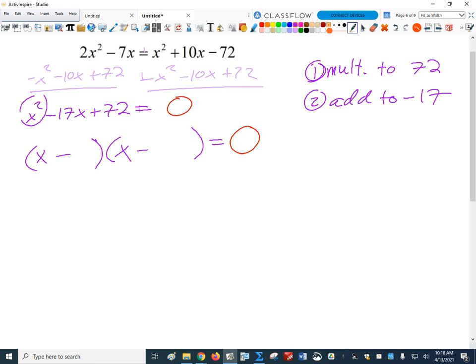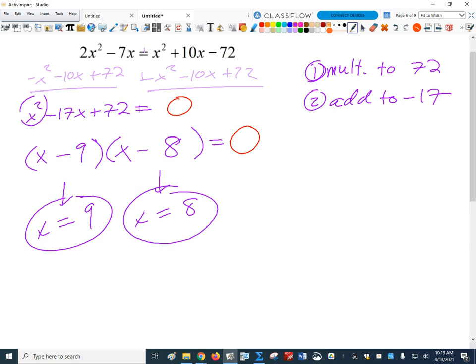9 and 8, there you go. See, look how easy that was, right? Factoring here was definitely a lot easier than having to crank through the quadratic formula, okay? And you'll see later on. So what are my solutions then? There you go, 9 and 8.